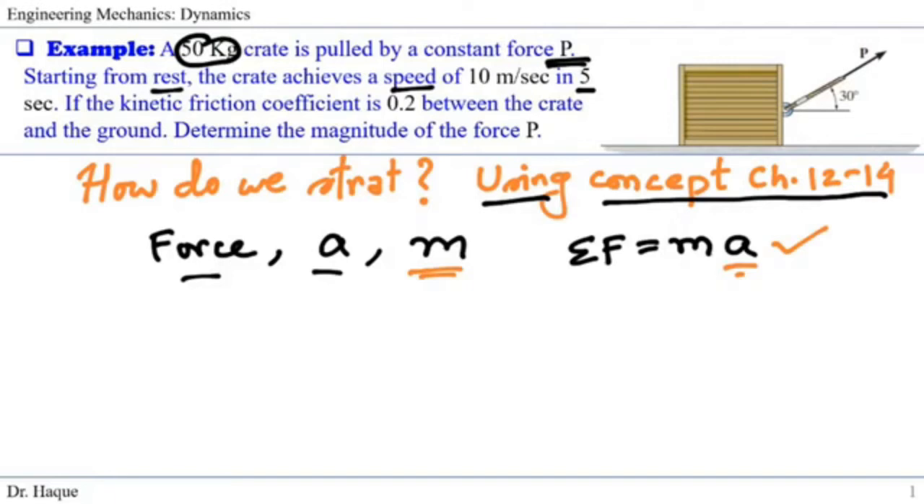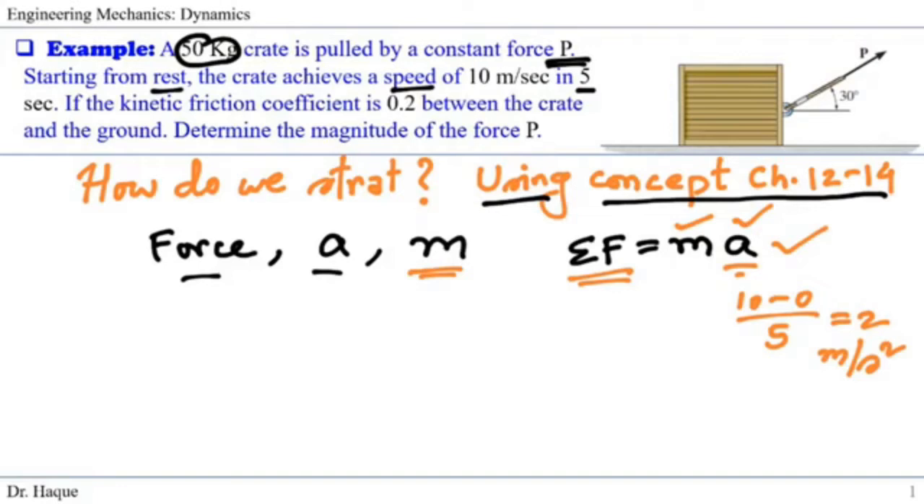How do we find our acceleration? Change in velocity, which is 0 to 10 within 5 seconds, so it is 2 meters per second squared. So I know this unknown. Do I know the mass? Yes, this is given. So all the unknowns are on my force side. I don't know what forces are acting in this problem. So how do we find all the forces acting on this body?